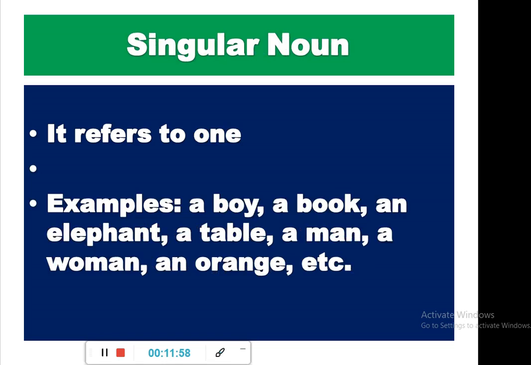Now, singular noun. That's another type of noun. We talk of singular and plural. Now, a singular noun refers to one. All right. Examples: a boy, a book, an elephant, a table, a man, a woman, an orange. All these are singular nouns. When we are referring to one thing, as a single unit, then we are talking of a singular noun.